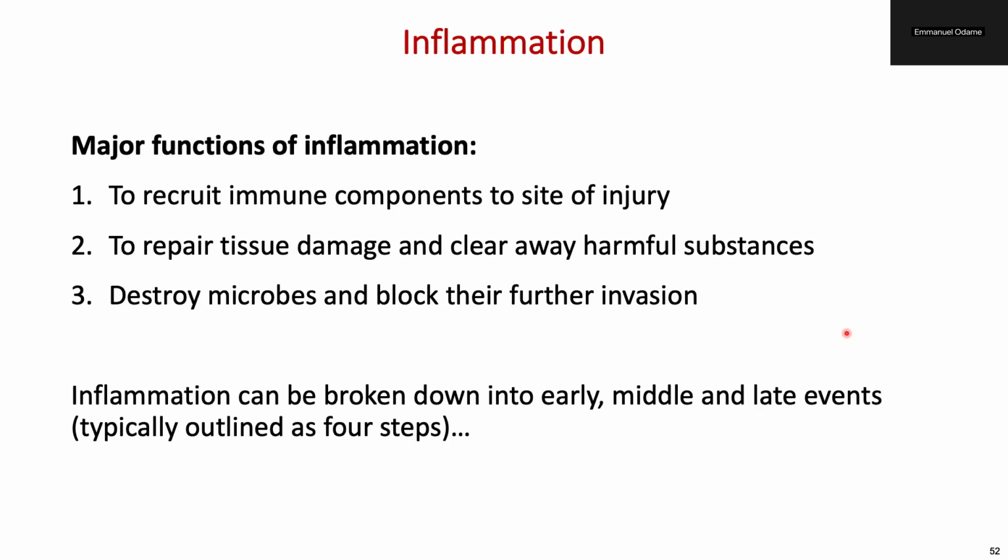The major functions of inflammation include recruiting immune components to the site of injury, repairing tissue damage and clearing away harmful substances, and destroying microbes and blocking their further invasion. Inflammation can be broken down into early, middle, and late stages, which are typically outlined as 4 steps, and we'll talk more about this later on. But the main goal is that inflammation is helping recruit immune cells to the injury and prevent or destroy any further microbes present.